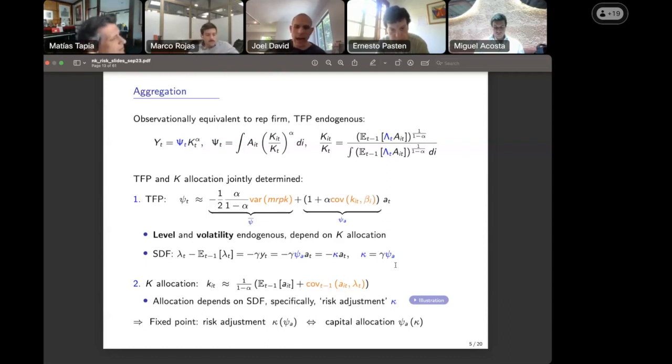So again, a high beta firm's capital choice is going to go up when productivity is high, because it's going to expect, again, high productivity tomorrow because of the persistence. But it's going to be maybe lower than it would have been because of the risk adjustment, but that difference is always going to be constant.